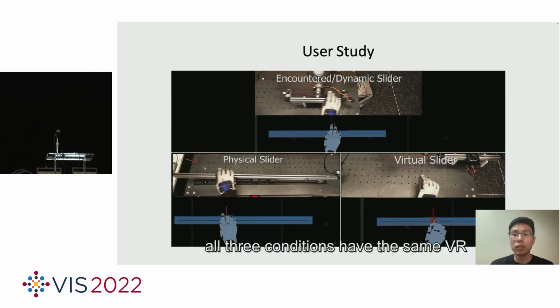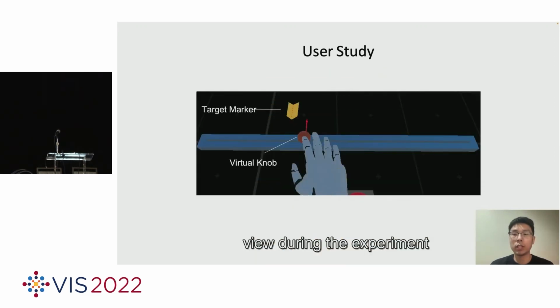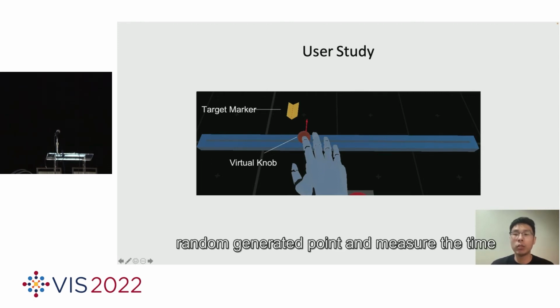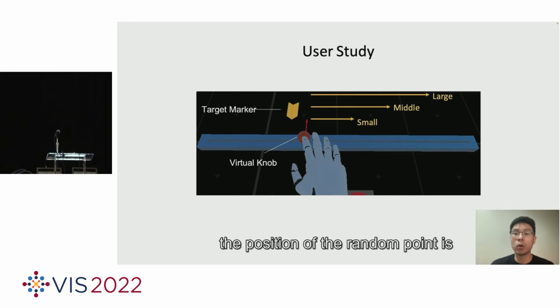All three conditions have the same VR view during the experiment, and the experiment is designed to ask participants to move the slider knob to a randomly generated point and measure the time cost and accuracy. The position of the random point is restricted to three ranges based on the position of the slider knob.